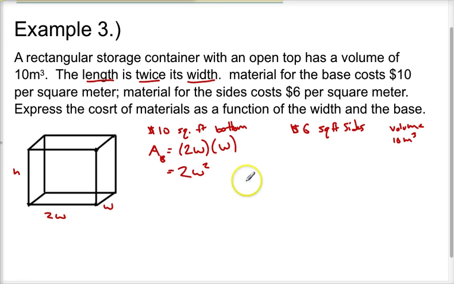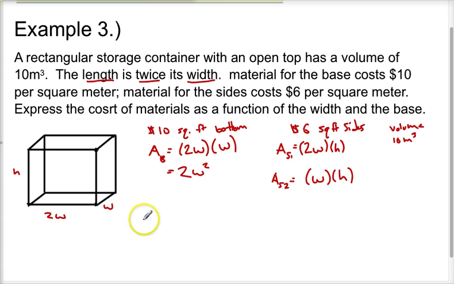And I know that the area of the sides, well, I have two different sides. I have area of side 1 is going to be 2W times H. And I know that area of side 2 is going to be W times H, because we have two sets of different dimensions. So I have 2W times H for the front face, and then I have W times H for the side face. Now, what we do have to take into account here is that there is only one bottom, but there's two of each one of these.